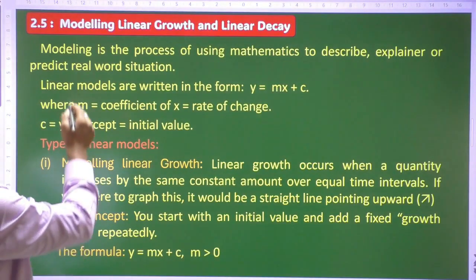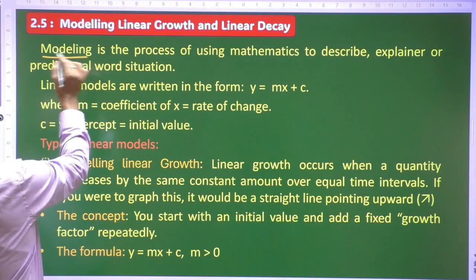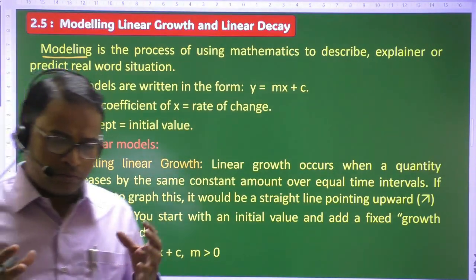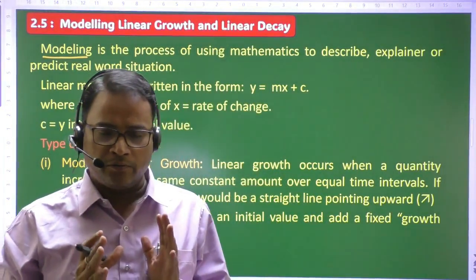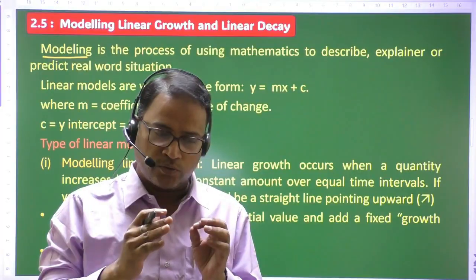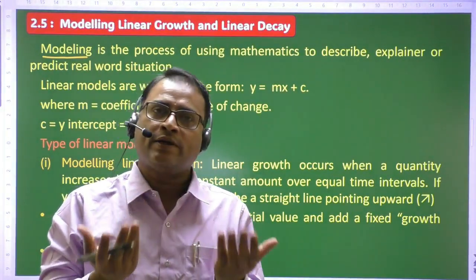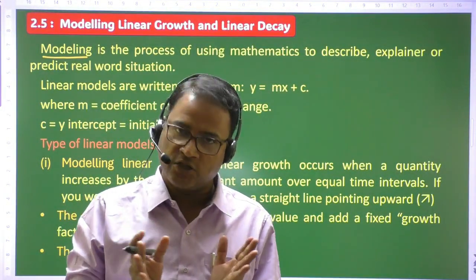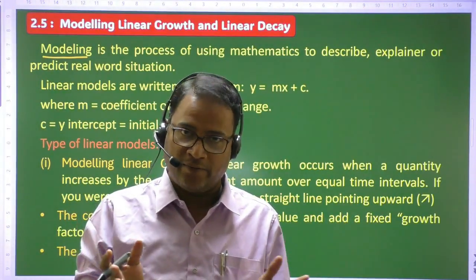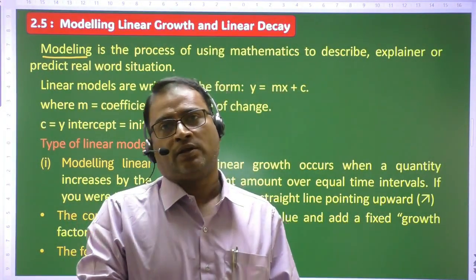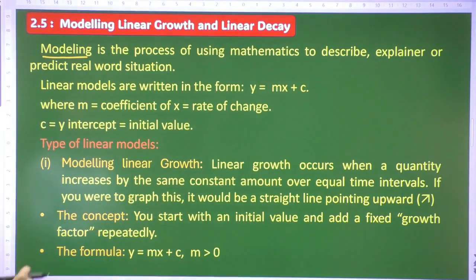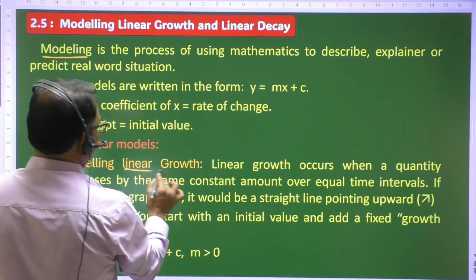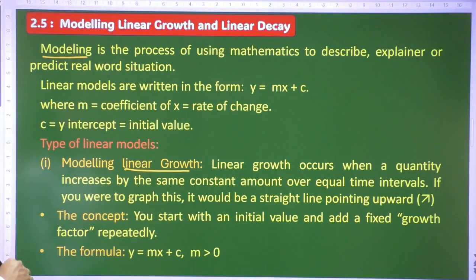First we come to know what is modeling in mathematics. Suppose we have a real life problem, and we use mathematics to represent it or to explain it, to describe the situation in a simplified way. That process is called modeling. Now there are two types of modeling. One is known as linear growth, another is linear decay.